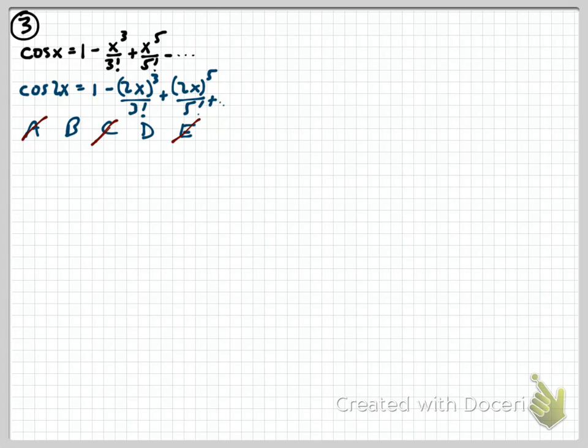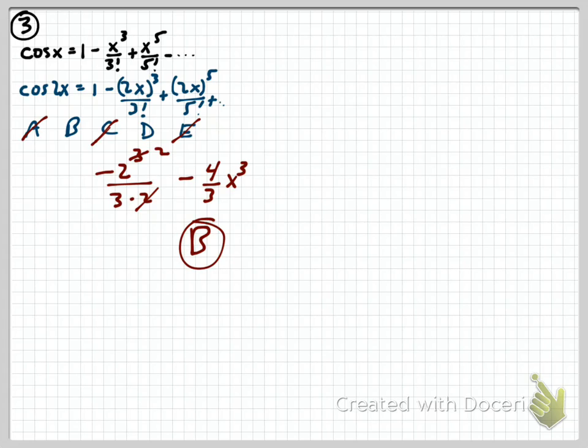I could be wrong. 2 to the 5th, 32 over, yeah, that's not going to happen, so let's figure this out. Negative 2 to the 3rd over 3 times 2, so that's negative 2 to the 2nd, cross that out, and then this is negative 4 over 3, and that would be multiplied by x cubed. So the answer is B.